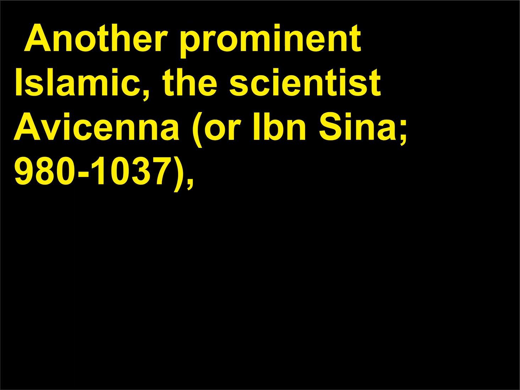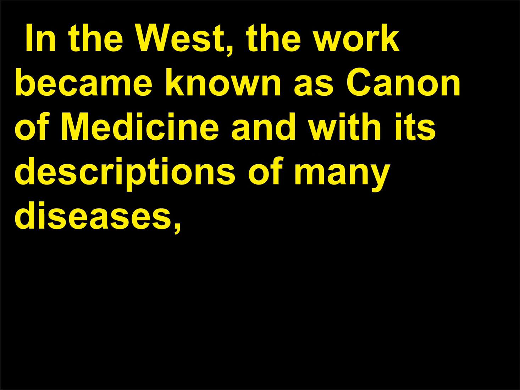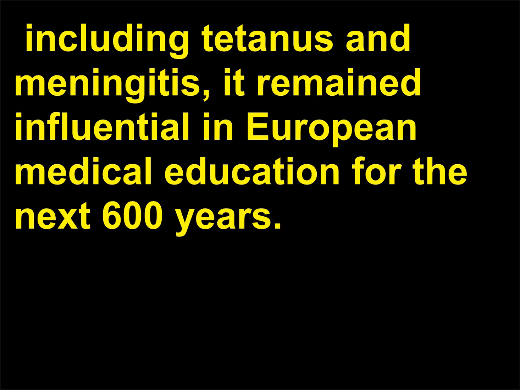Another prominent Islamic scientist, Avicenna, or Ibn Sina, 980-1037, produced a philosophical scientific encyclopedia, which included the medical knowledge of the time. In the West, the work became known as Canon of Medicine, and with its descriptions of many diseases, including tetanus and meningitis, it remained influential in European medical education for the next 600 years.